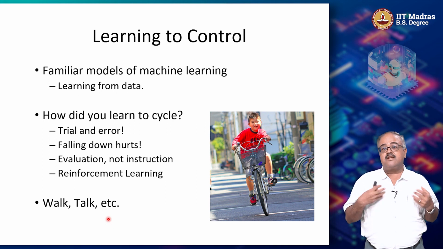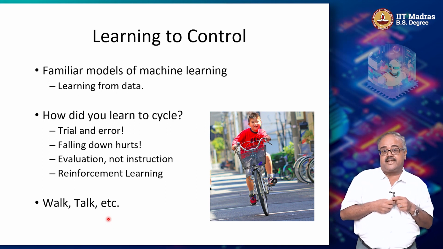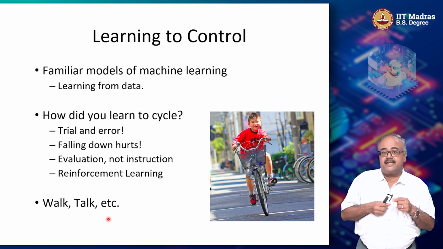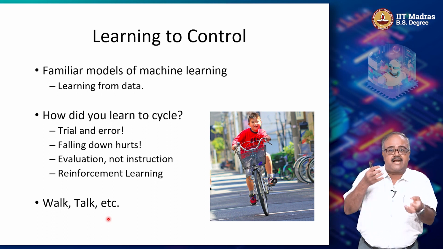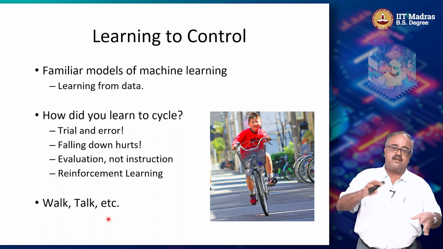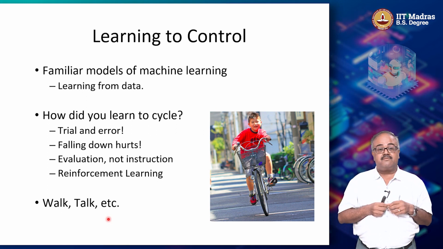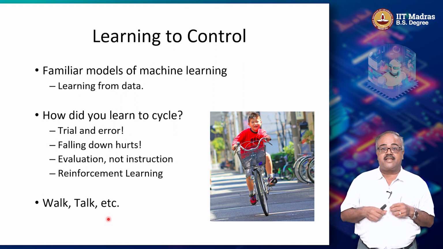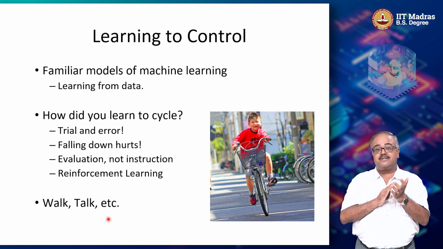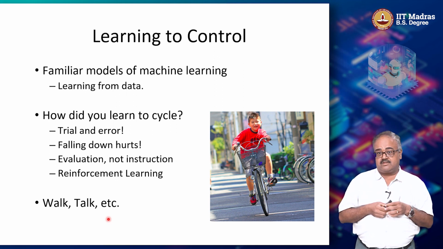Instead, think of how a kid learns to cycle. Typically, the kid gets on the cycle, tries a few things, wobbles around, almost tilts and falls over, gets hurt. Or if the kid learns to balance and stay on the cycle for a while, some uncle or aunt will clap and say, hey, good boy, well done, and so on. So it's getting some kind of feedback.